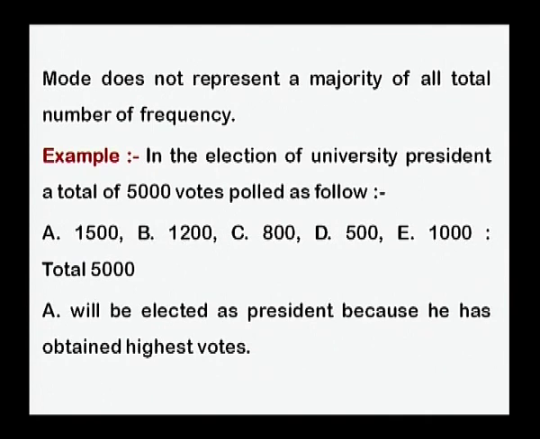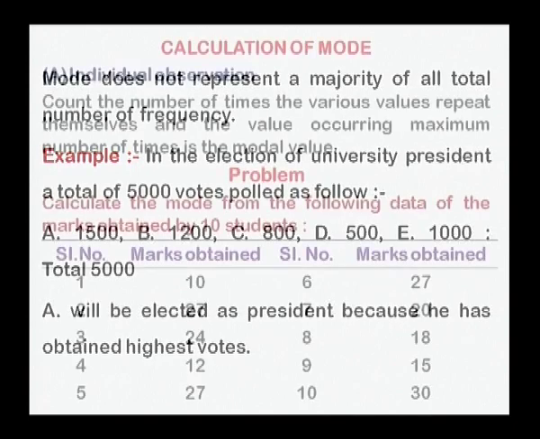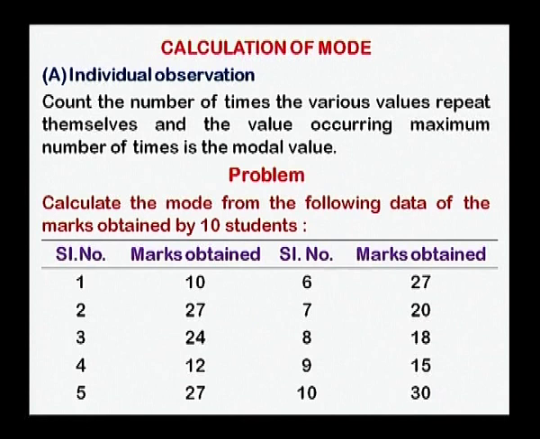Now, in this example, since A has obtained the highest votes, he has been elected as the president of the university, but at the same time we can say that A has not got more than 50% of the total votes, but he will be elected because he has got the maximum or highest votes. Now, how to calculate mode? We discuss how to determine mode in respect of individual and discrete series in this part of the program, and how to calculate mode in the continuous series, we will discuss in the next part of the program.